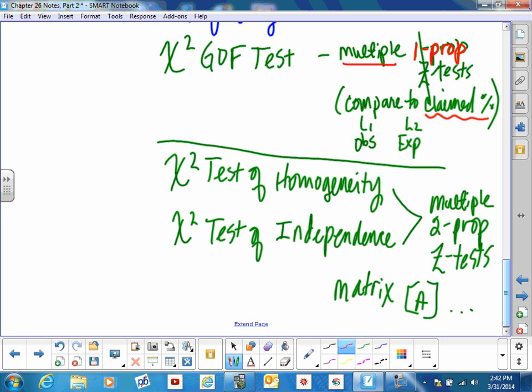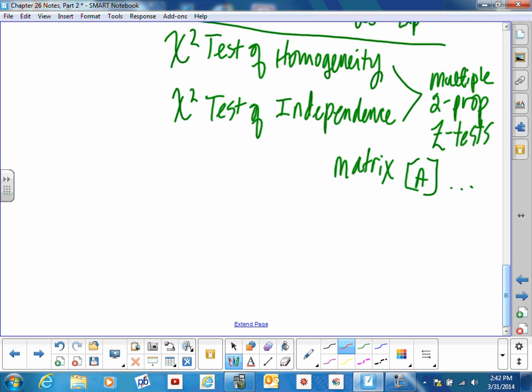And that is the way, when you did that, you put your data in list 1 and list 2. And then Friday, we did the chi-square test of homogeneity and chi-square test of independence, and those are both multiple 2 proportion z tests, or even more. And then that's when you did the matrices. All right, so I want you to take a minute and read your problem on the front of the warm-up. Just read it. Don't actually do it.